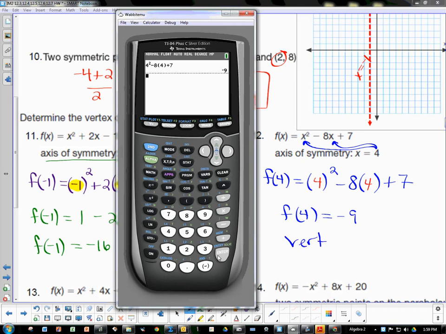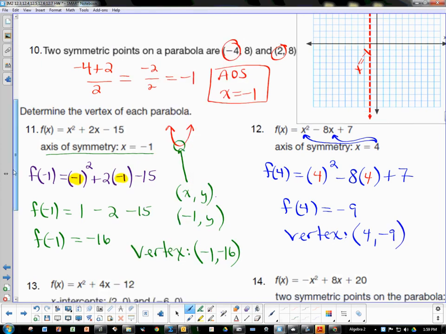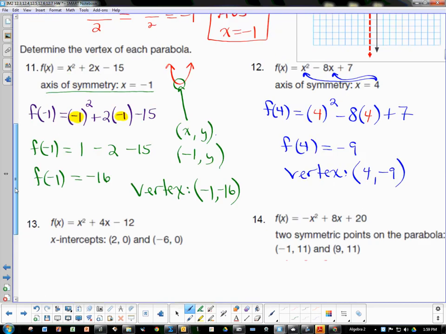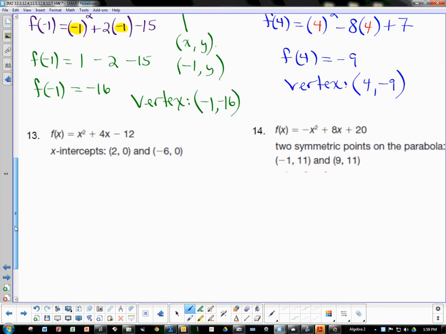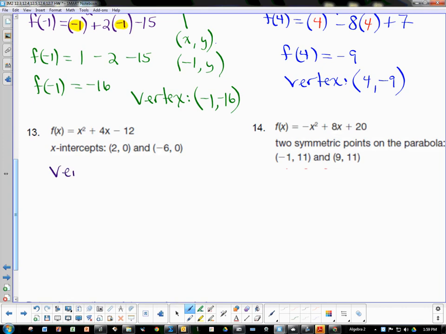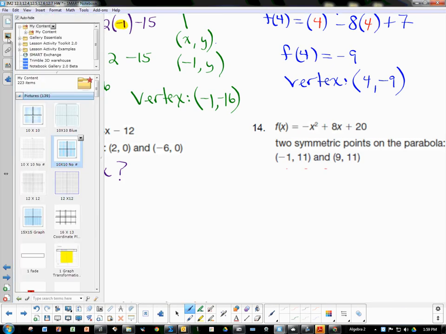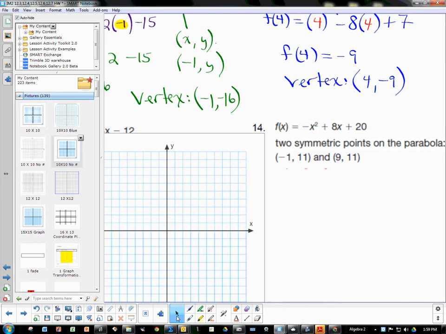We have a vertex of 4 comma -9. All right, moving ahead, number 13. Once again, keep in mind, they want to find the vertex. That's our goal here. So we have x-intercepts. If you're given x-intercepts, I want to make sure that you can visually see this again.